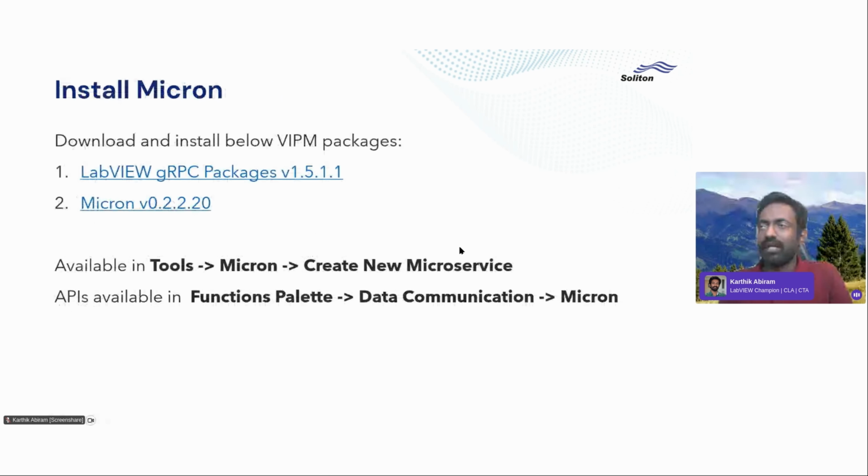So now, how do you install Micron? We have a prototype or an initial version of the Micron package that is already available. For this, we need to install two major things: the LabVIEW gRPC package, which is available in GitHub releases, and also a Micron package, which is also currently available as GitHub releases. Once you install both these packages, Micron will be available in two locations. One is Tools, Micron, Create New Microservice, using which you can create a new microservice template. And the Micron APIs will be available in the functions palette, under the Data Communications, Micron subpalette.